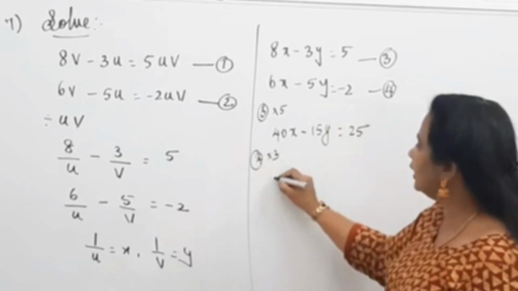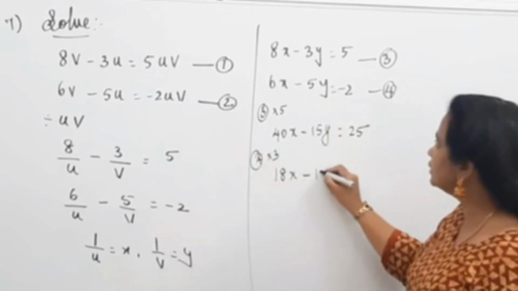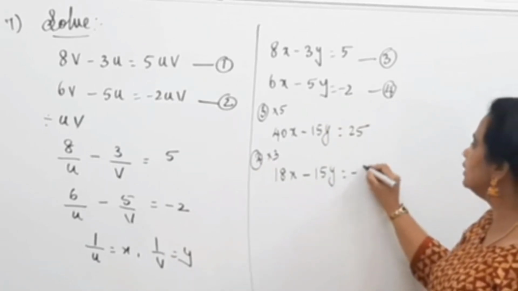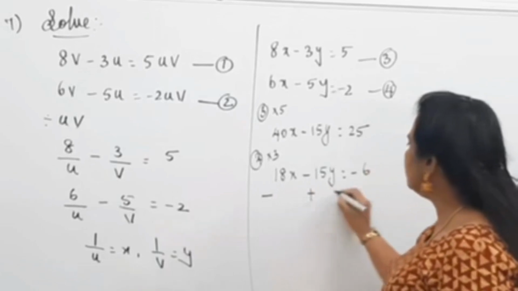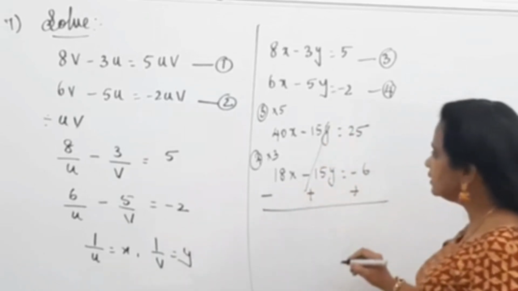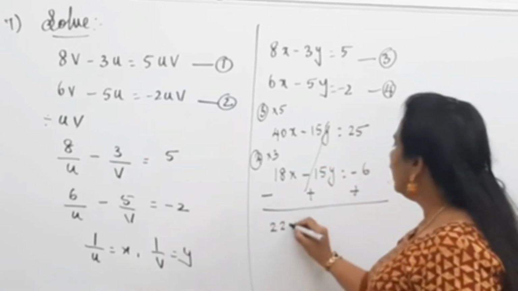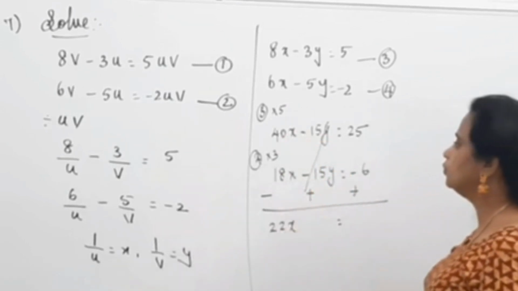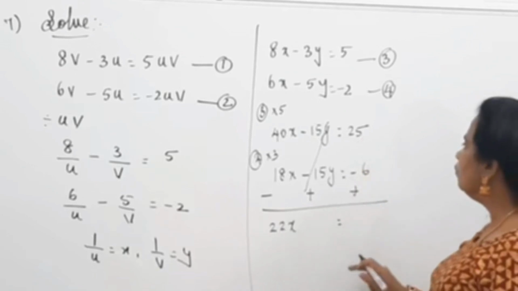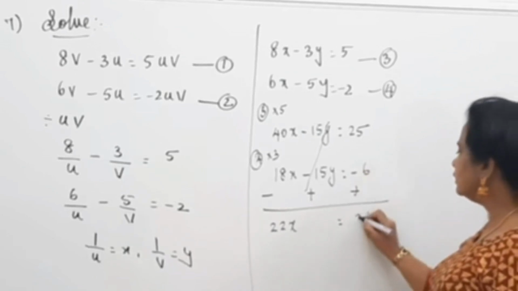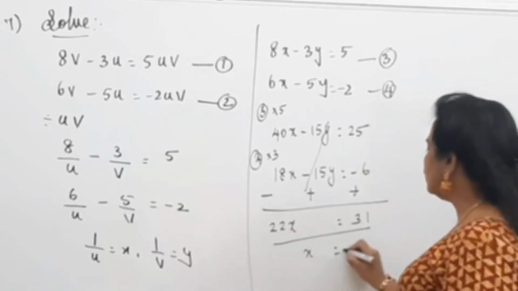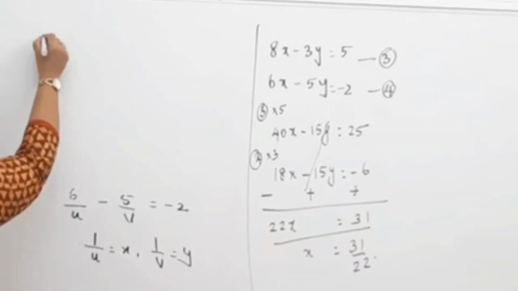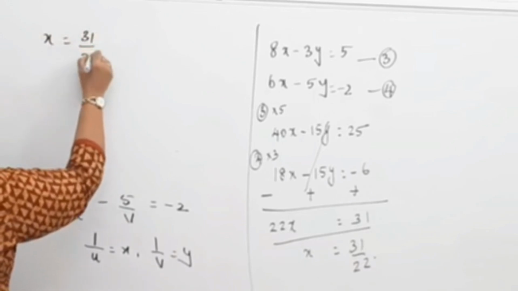by 3. So I get 6 3s are 18x minus 15y is equal to minus 2 into 3, that is minus 6. So change my symbol. So I get this gets cancelled. So that is 22x is equal to 25 plus 6 is 31. So my x is equal to 31 by 22. x is equal to 31 by 22.